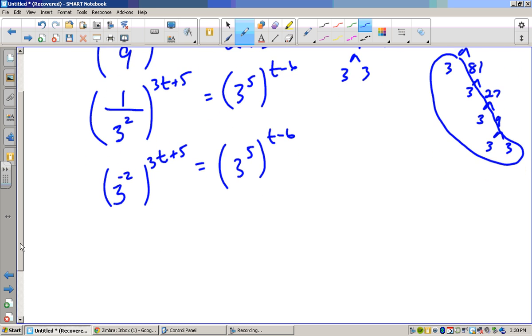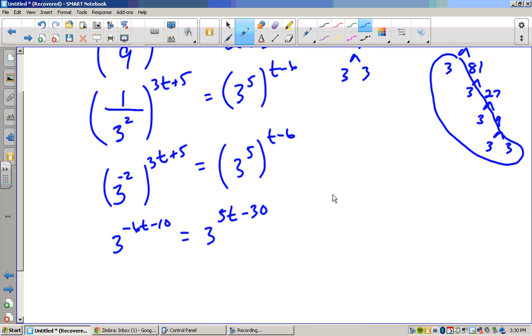Part of this problem now, I have bases that are the same. Remember, 1 over 3 squared and 3 to the 5th are not the same. Those are not the same in value. We have to make them both 3, and that might involve making your power negative. So then with that, we write that as 3 to the negative 6t minus 10, because negative 2 times 3 is negative 6, negative 2 times 5 is negative 10, equals 3 to the 5t minus 30.